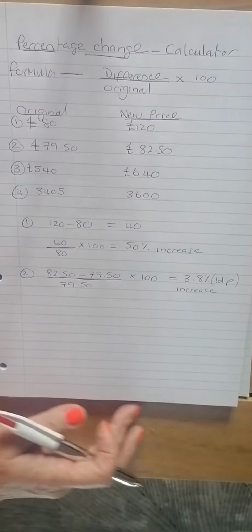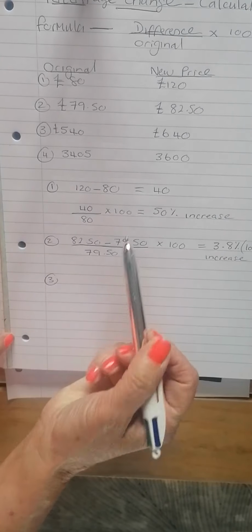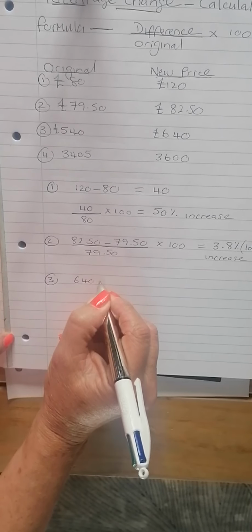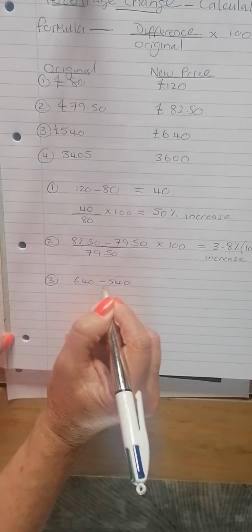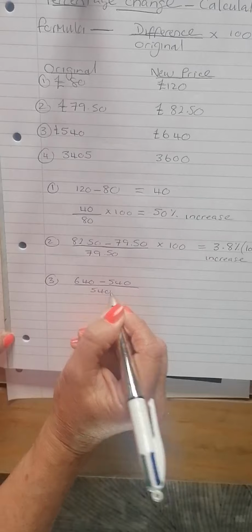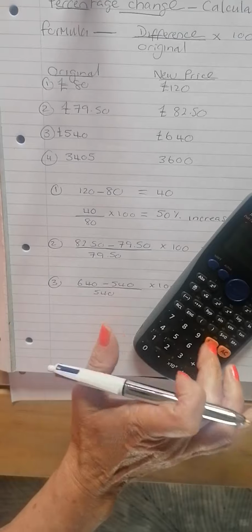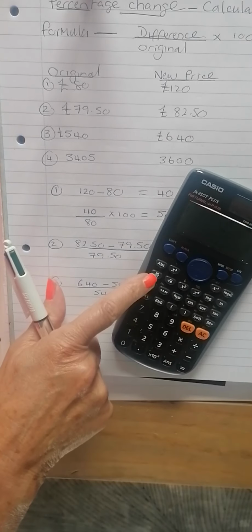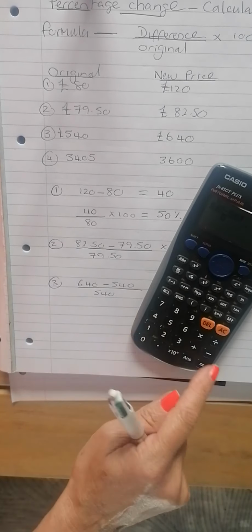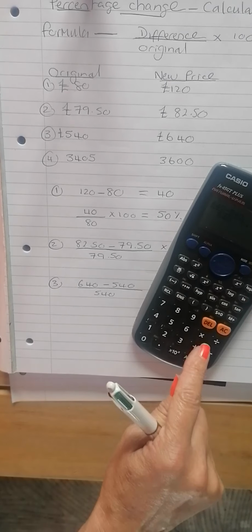Okay, let's do number 3. Remember the formula. You want the difference in the prices, so you just take one number away from the other. So that can just go on the top like this, 640 take away 540, that's the difference in the prices over the original price. The original price was 540 multiplied by 100. So again on your calculator, using your fraction button, 640 take away 540. On your denominator you've got 540, which is the original amount, and you're going to multiply it by 100.